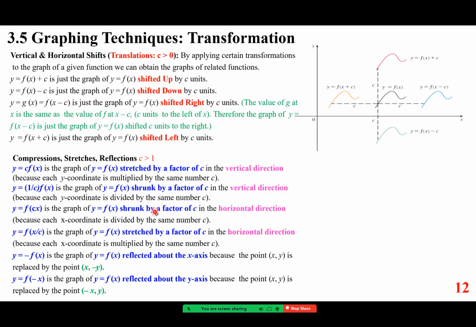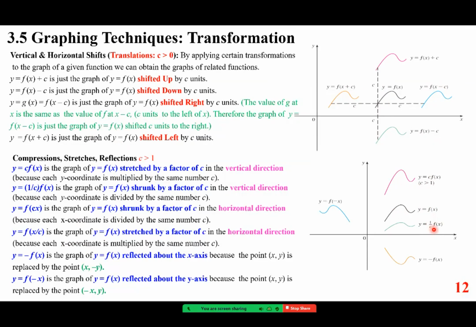Compression, stretching, reflection. So again, we have this y equals f of x. And we are assuming c is positive. So if we multiply it by c, it stretches by a factor of c. If we put 1 over c, then it shrinks by that factor. Here's f of x. If I put a negative in front of it, it flips over with respect to the x-axis because the y values are opposite. But if we change the x and put f of minus x, then it flips over with respect to the y-axis. So those are the reflections that we should know.